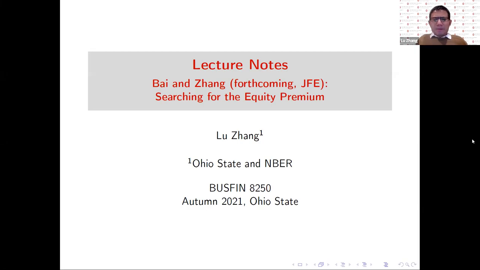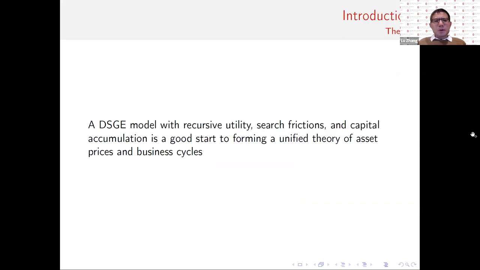Hi, hello everyone. In this recording, I will present the forthcoming JFE article titled Searching for the Equity Premium, joint with Hanbai at UConn. In this paper, we argue that a DSGE model with recursive utility, search frictions, and capital accumulation is a good start to forming a unified theory of asset prices and macroeconomic dynamics.